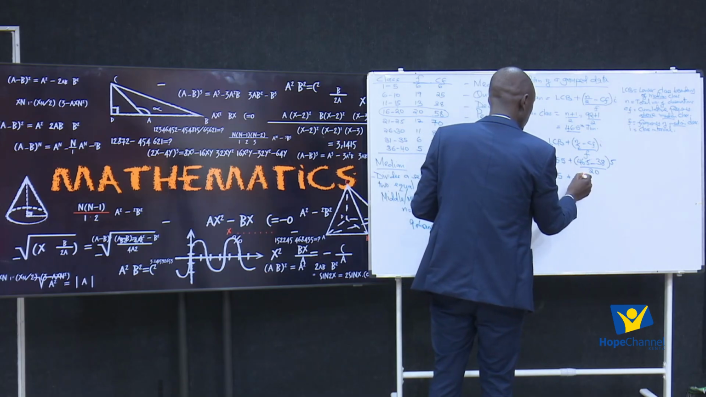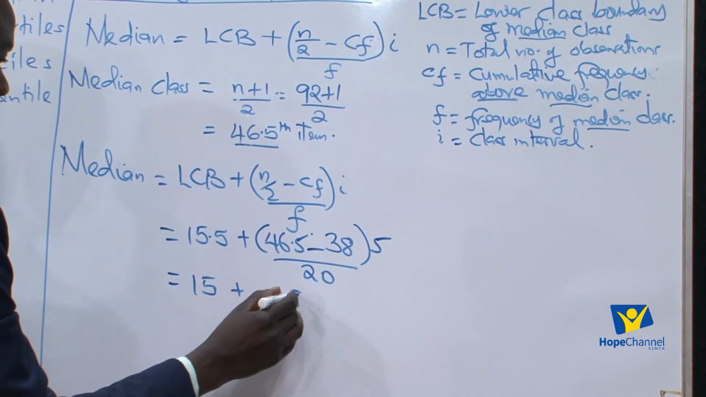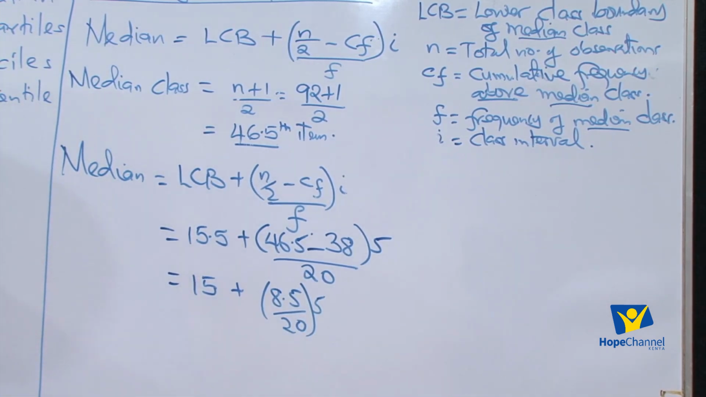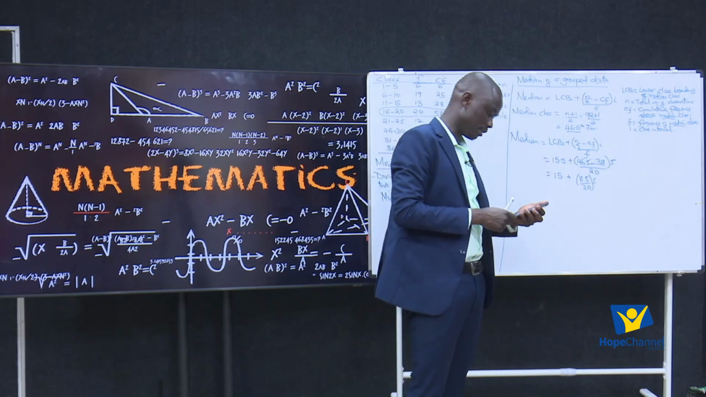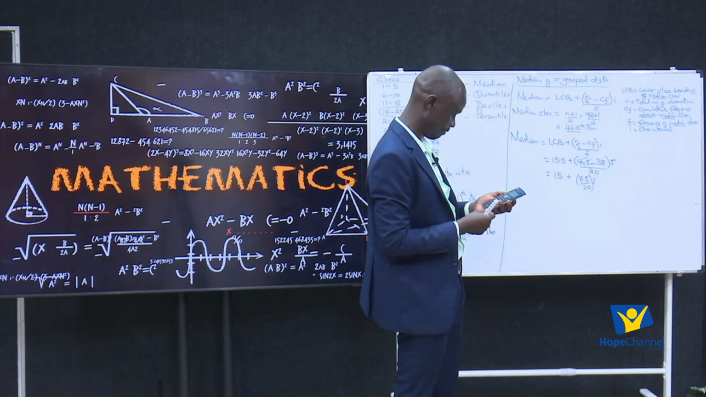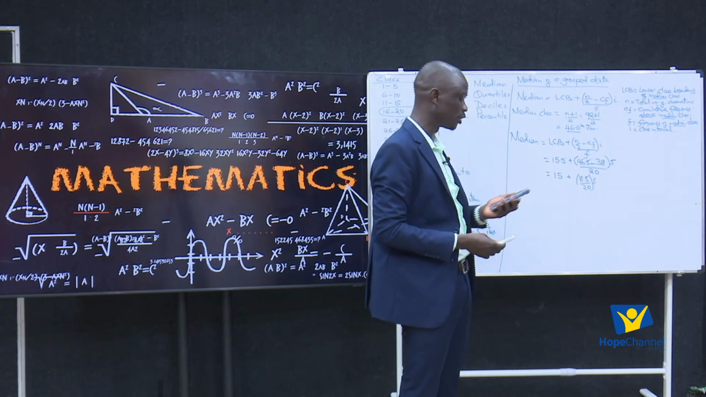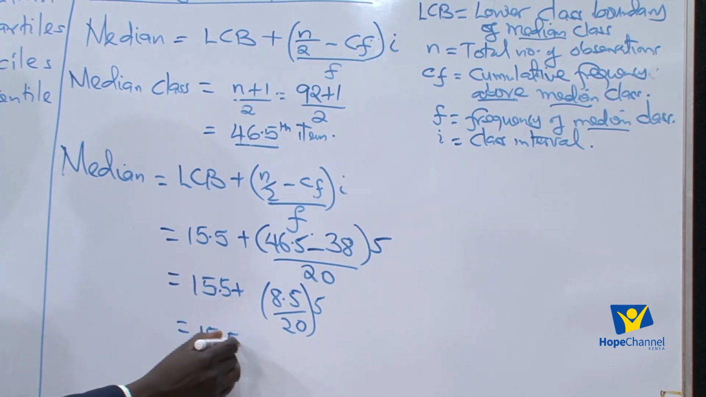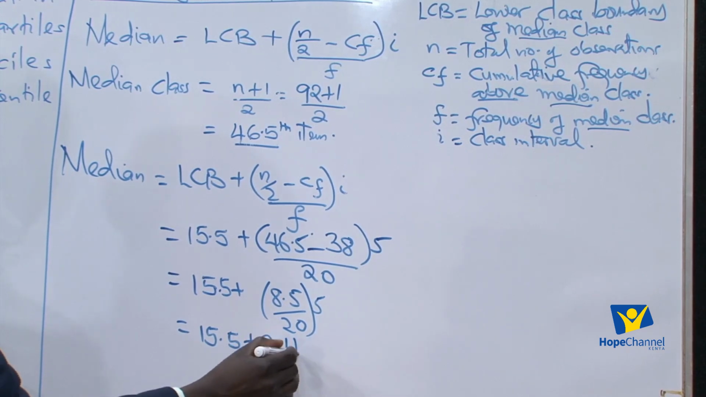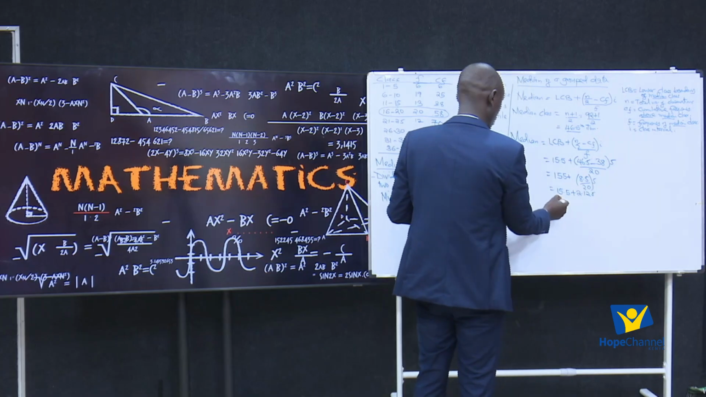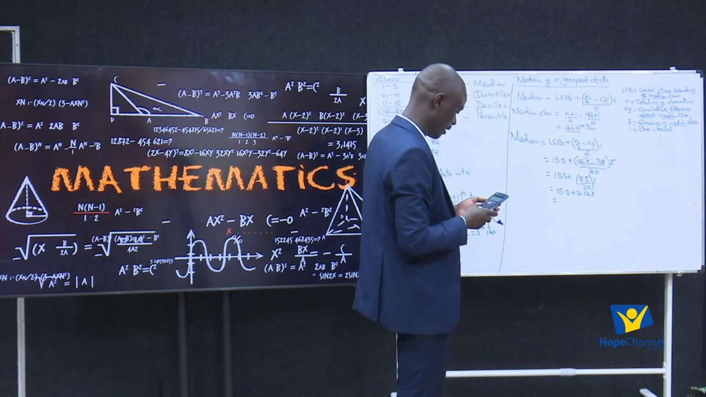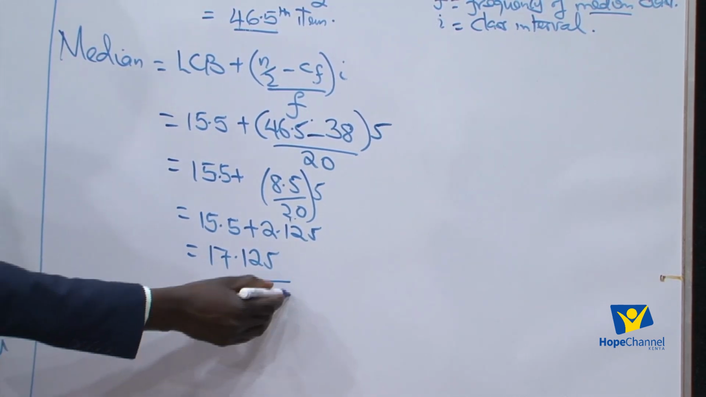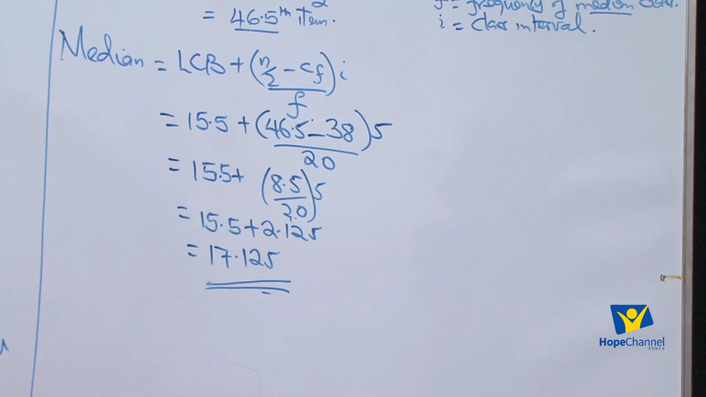15 plus. So inside the bracket, we are going to have 8.5 all over 20. Then we multiply by 5. So 8.5 divided by 20 is giving us 0.425. Multiply by 5, we get 2.125. This is 15.5. So this one will give us 15.5 plus 2.125. When we add 15.5 to the answer, we get 17.125. And that is the median item, or that is the median.